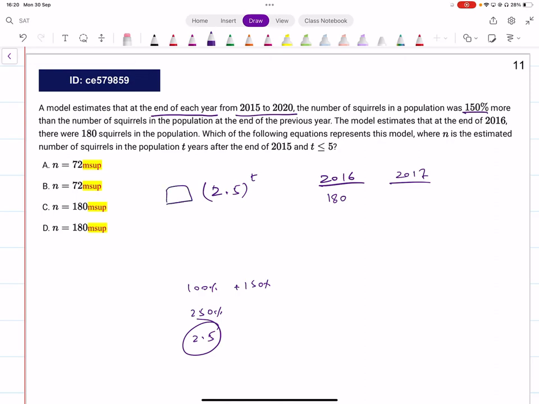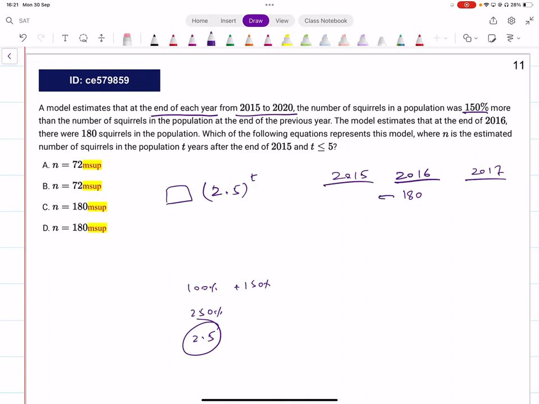But then you need to have an initial value here. What's the initial value? Is 180 an initial value? It's not. This is the value in 2016. The initial value would be when the year is 2015, this would be the initial value.